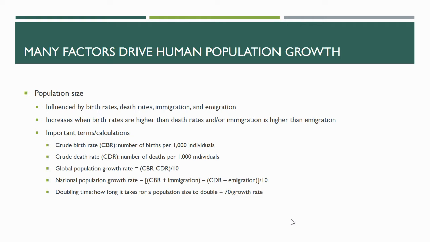National population rates are calculated by adding crude birth rate and immigration numbers and then subtracting from that death and emigration and dividing it by 10. And the doubling time tells you how long it takes for a population size to double. We can calculate that using the rule of 70, where you take 70 and divide it by the growth rate.